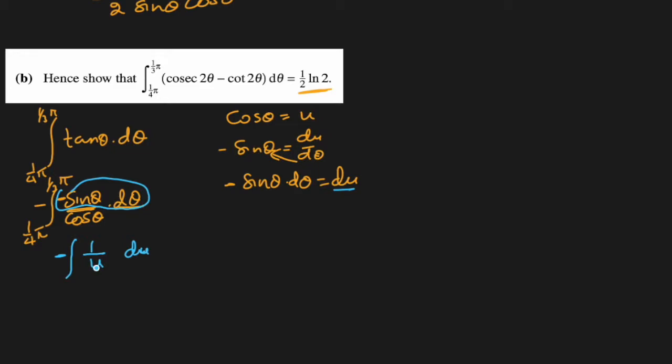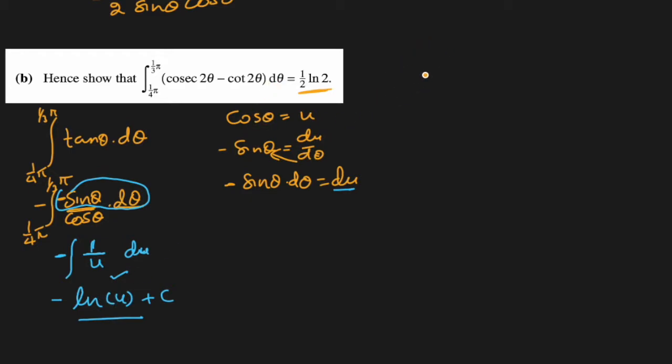All right. So whenever we have a reciprocal of a linear algebraic expression, the integration is ln, natural log, of that expression. I say linear, we have to further divide it by the differentiation of it, but differentiation of u will be 1, so there is no point, plus c. This is the integration of this. Now put back u equal to cos theta.